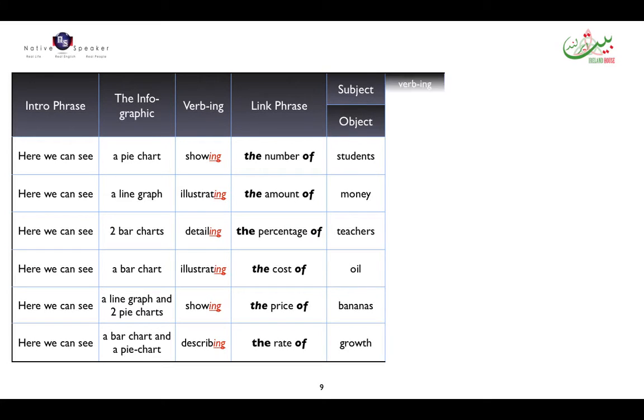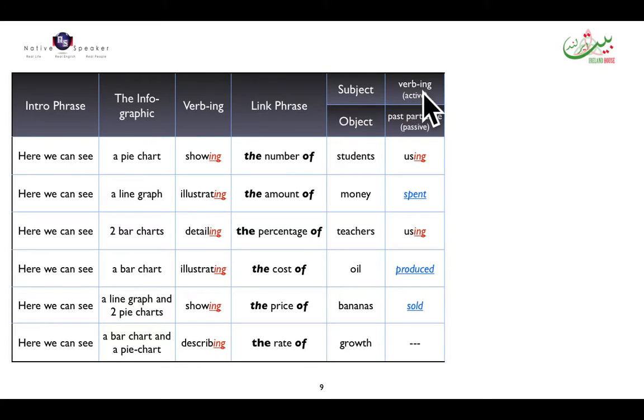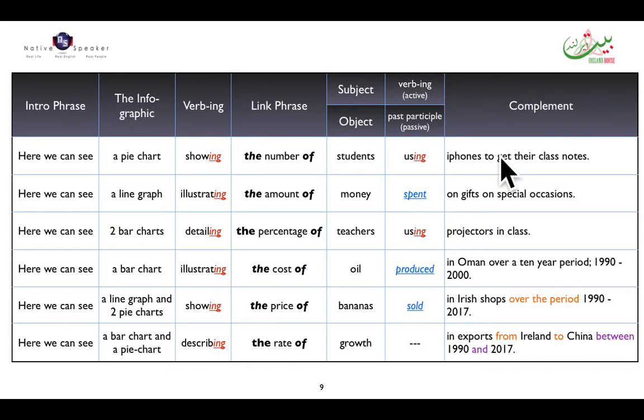Then you'll have a subject and an object, and either a verb ing or a past participle verb. And then you'll have your complement here. Now, let's focus on this aspect first. If we say the number of, of course, if we say number, it must be a countable noun here.